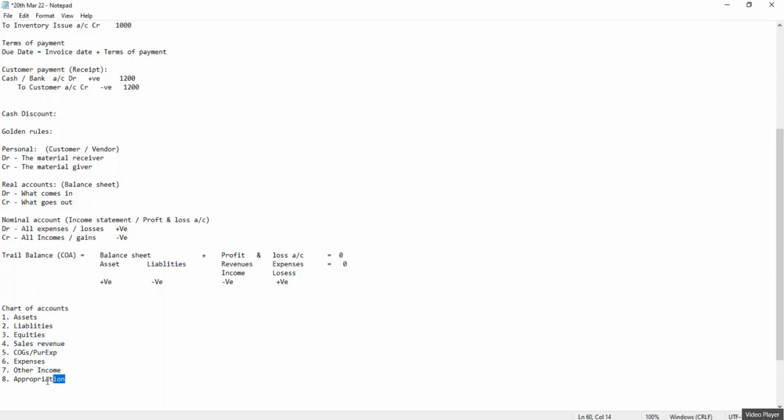Here appropriation means it is the net profit and gains you are calculating. Your accountants will do a lot of calculations to reach some value like net profit. That is appropriation. So the first 3 parts are balance sheet, and the last 5 are income statement or profit and loss account. This all together is called chart of accounts or trial balance.